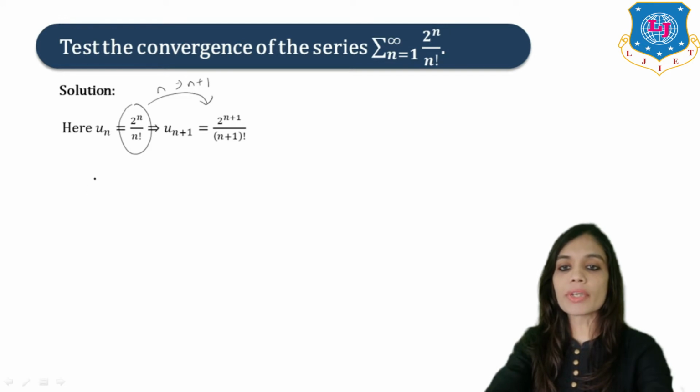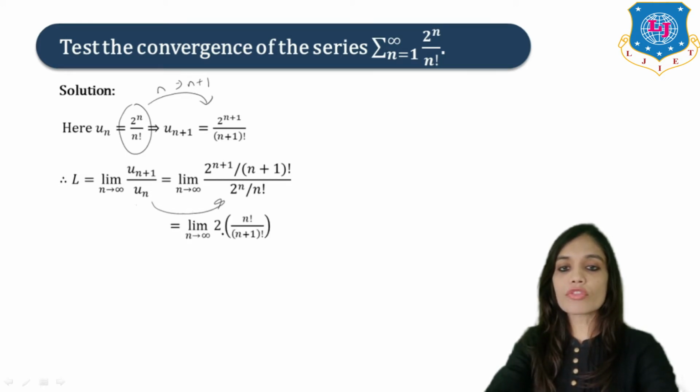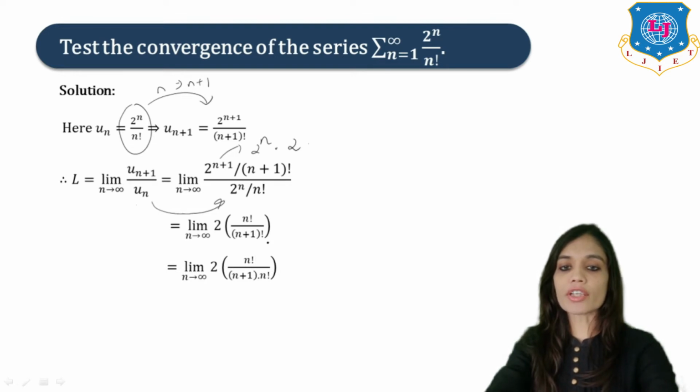Now we have to find limit n tends to infinity un plus 1 upon un. So put the value of un plus 1, that is 2 raised to n plus 1 upon n plus 1 factorial. Now put the value of un, that is 2 raised to n upon n factorial. Now rearrange the terms. So you will get limit n tends to infinity 2 times n factorial upon n plus 1 factorial, because 2 raised to n plus 1 can be simplified as 2 raised to n into 2. Now we can write n plus 1 factorial as n factorial into n plus 1. Now these two get cancelled out.